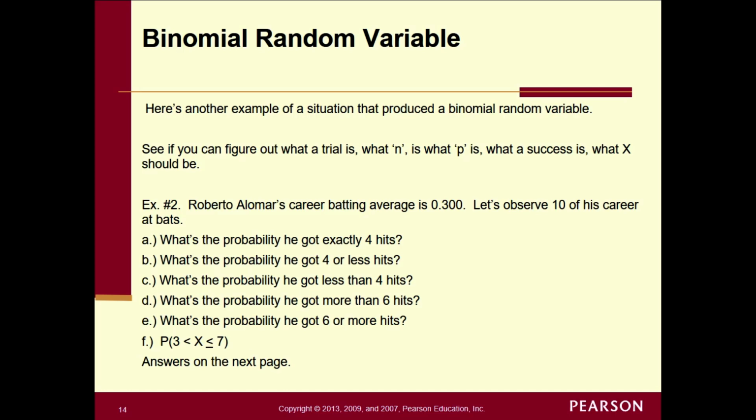It says here, example number 2, Roberto Alomar. He was a baseball player. He played for Baltimore, the Indians, and I think the Blue Jays for a little while, and his career batting average is 0.300. So pretty good hitter, turned out to be right around 0.3. What we're going to do is observe 10 of his career at bats. See if you can read that problem and figure out what is P, what is N, what's a success, what's a failure, and so on. Then we'll answer these questions A through F.